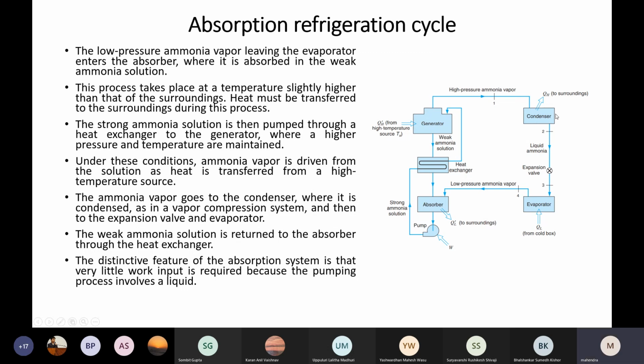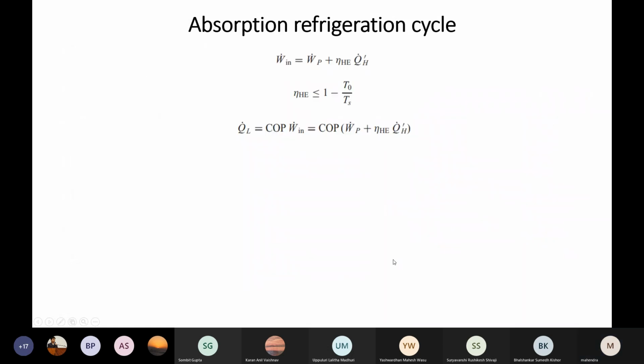That vapor is again condensing over here, and again the liquid expands in the capillary tube. Since it is in the liquid stage, it absorbs heat from your cold box, and that low pressure ammonia vapor comes over here. And we are pumping it back to the high pressure like this.